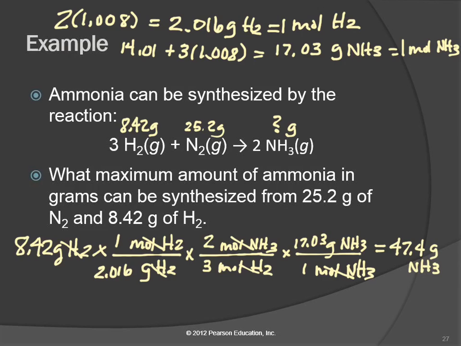This is half of it. I need to do this again using the nitrogen. But now I've got the pattern all laid out, right? So we're going to do another one with 25.2 grams of nitrogen this time. So I'm going to convert this to moles of nitrogen and then to moles of ammonia.